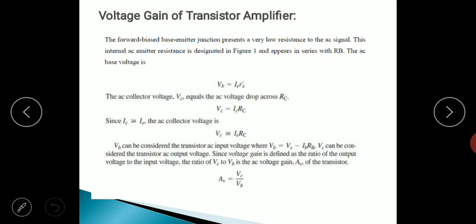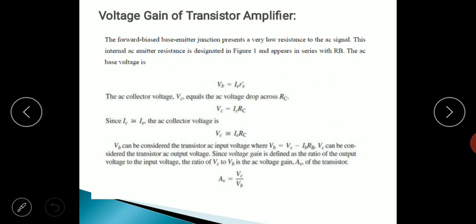But as I already told, the current IC is almost equal to IE because the base current IB is very small. Hence, the voltage VC which is IC into RC we can write as IE into RE, and the input VB we have written it as IE into RE dash. So if you take the ratio of the two, we get the voltage gain. Actually voltage gain AV is the output voltage to the input voltage.